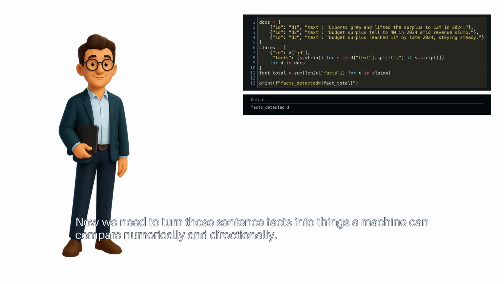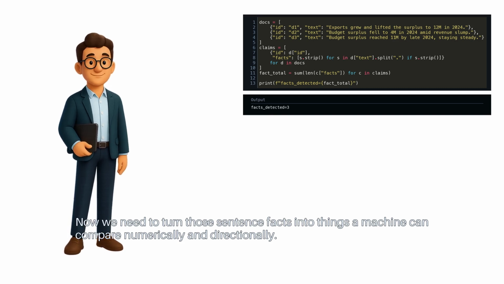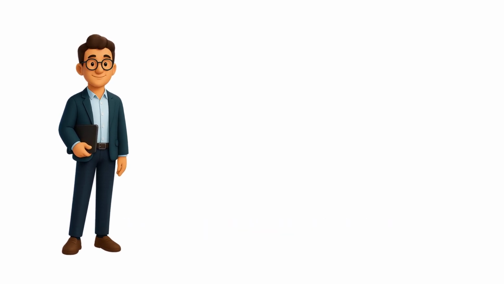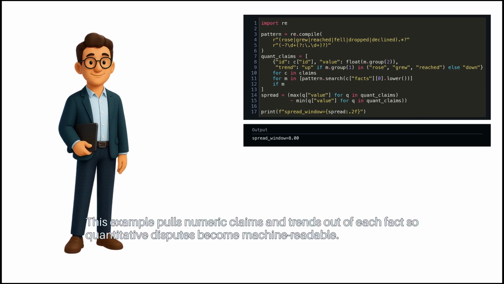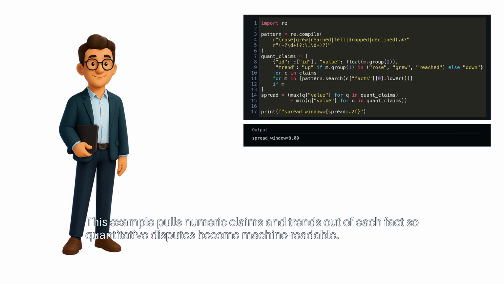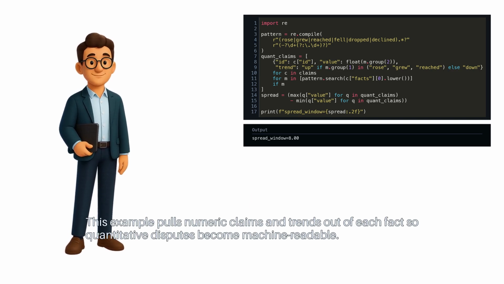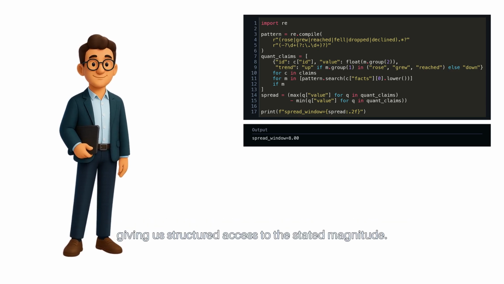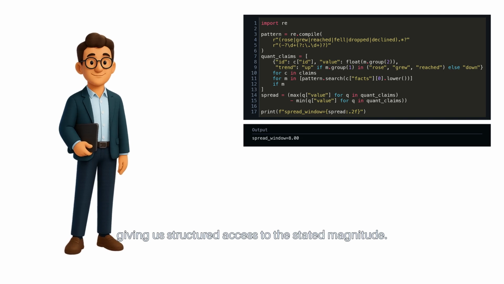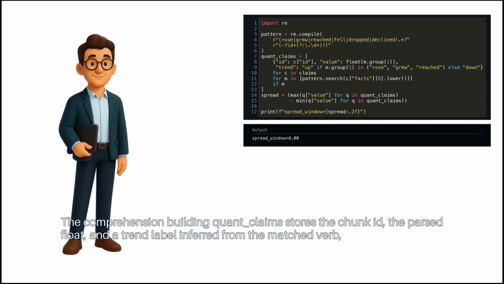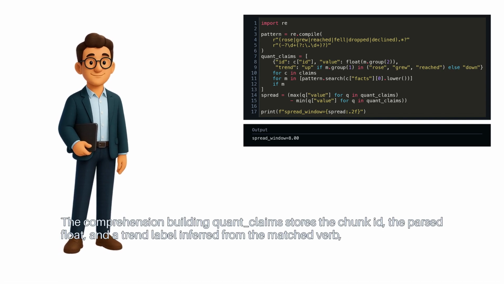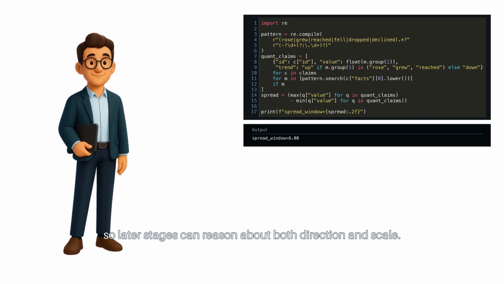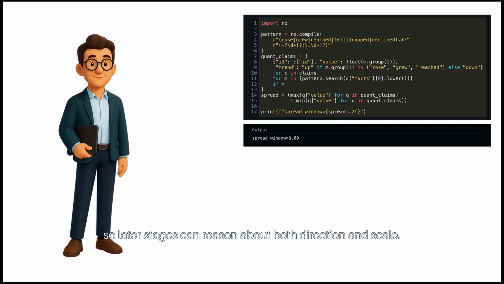Now, we need to turn those sentence facts into things a machine can compare numerically and directionally. This example pulls numeric claims and trends out of each fact, so quantitative disputes become machine-readable. The compiled regex captures verbs like grew or fell along with the first number in the sentence, giving us structured access to the stated magnitude. The comprehension building quant claims stores the chunk ID, the parsed float, and a trend label inferred from the matched verb, so later stages can reason about both direction and scale.